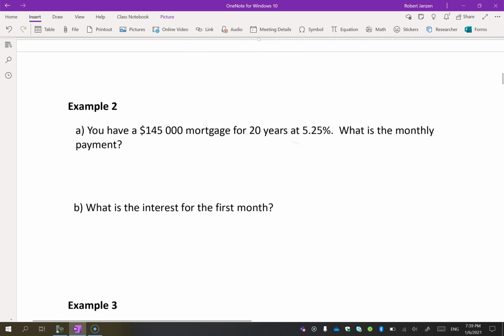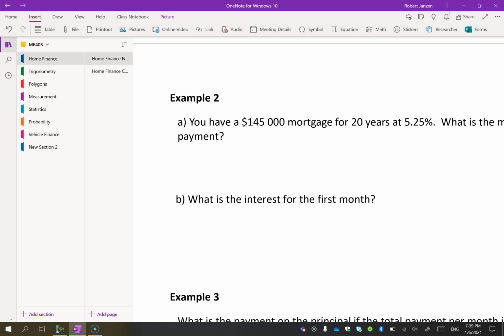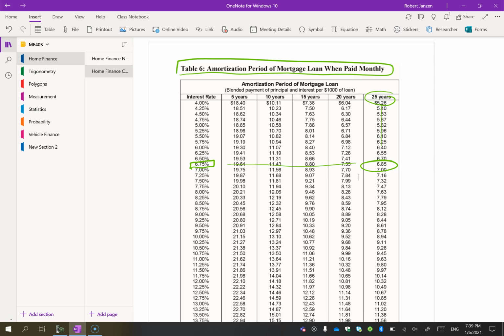Let's check out the next one. You have a mortgage for $145,000 for 20 years at 5.25. Okay, so again, we have to go to the table. Let's get rid of this stuff. And it says that the interest rate is 5.25, and it's for 20 years. So if we put those two together, you get 6.71.